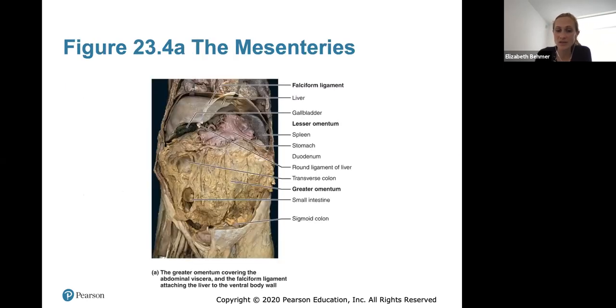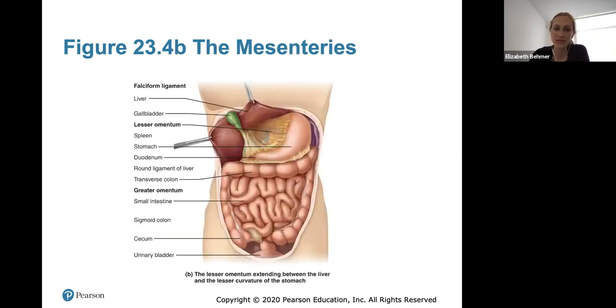And here's a look at all their mesenteries. You can see this one, the greater omentum, kind of looks like an apron, which holds the small intestines in place. And again, these are just extra connective tissue that holds all the abdominal organs in their places. And here's another look at the mesenteries, the ligaments, greater and lesser omentum, and how they're holding different things in place.